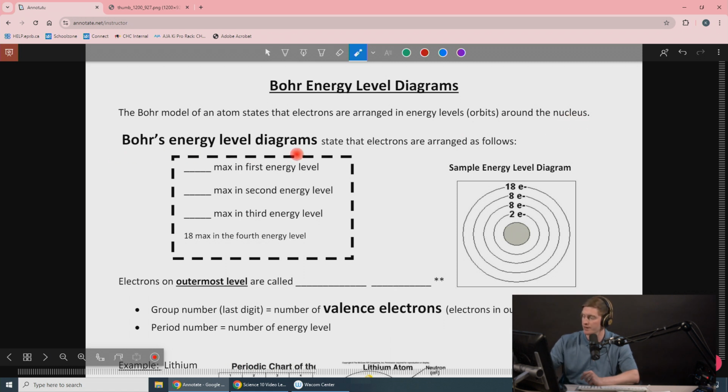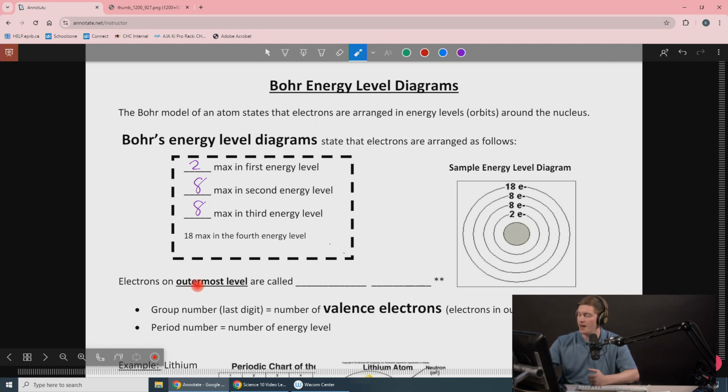Bohr's energy level diagrams state that electrons are arranged as follows. There's only a certain number of electrons that can fit in each energy level. There are 2 that can fit in the first energy level, 8 that can fit in the second, and 8 that can fit in the third. You always have a note here that there's 18 that can fit in the fourth energy level. As you continue to grow atoms, then you will have even more electrons that can fit in their energy levels.